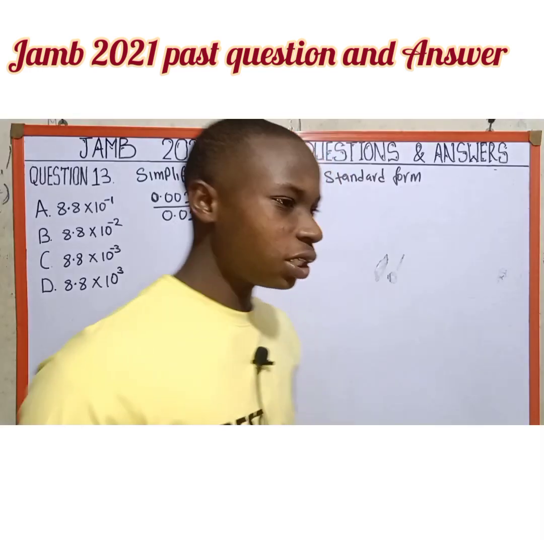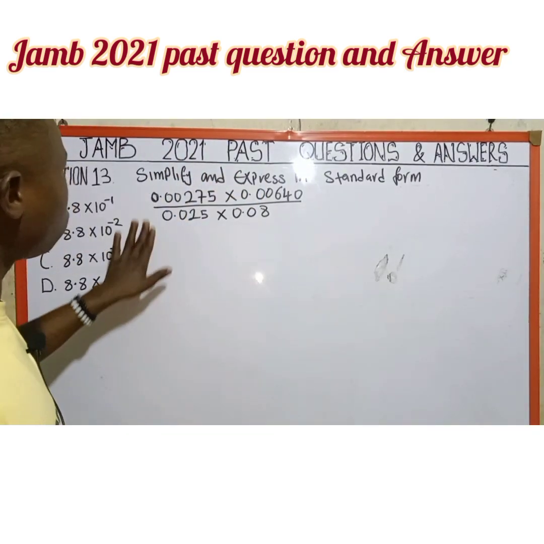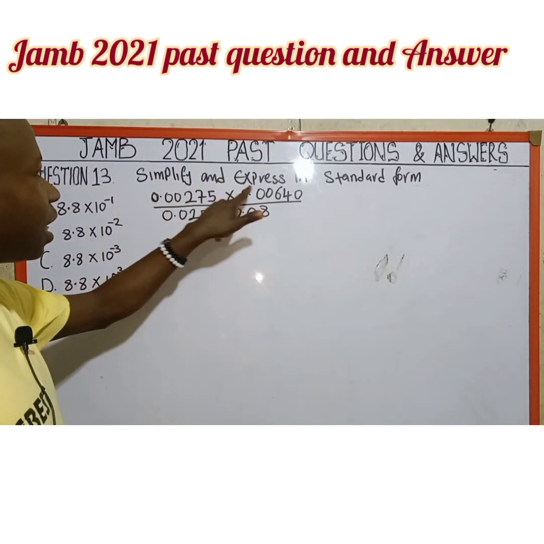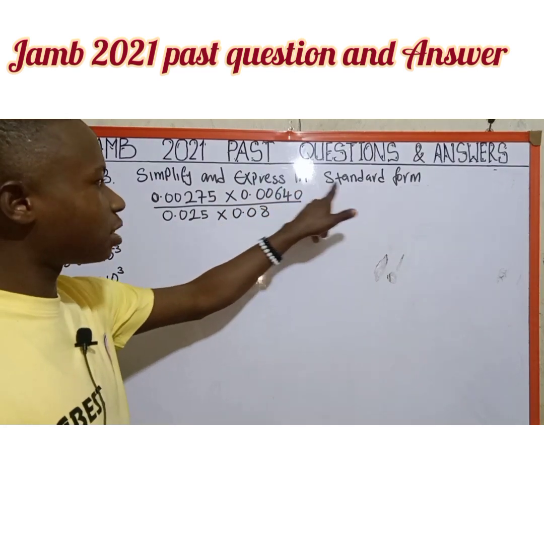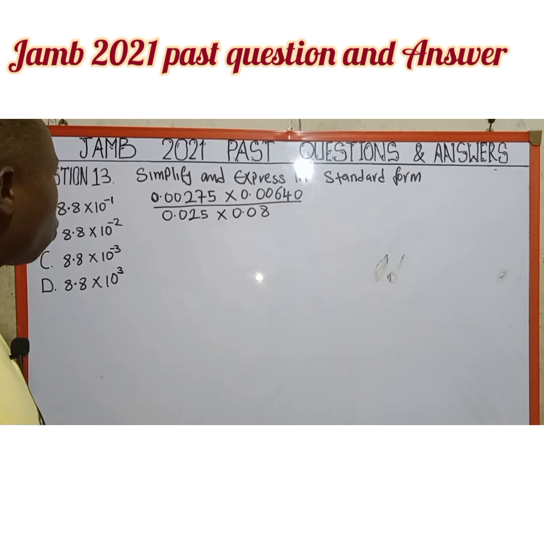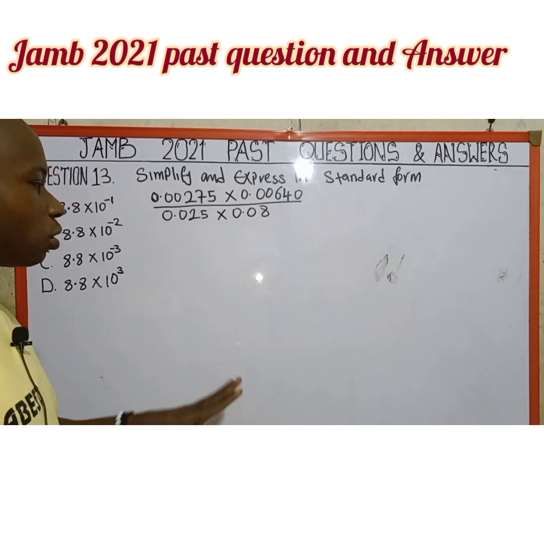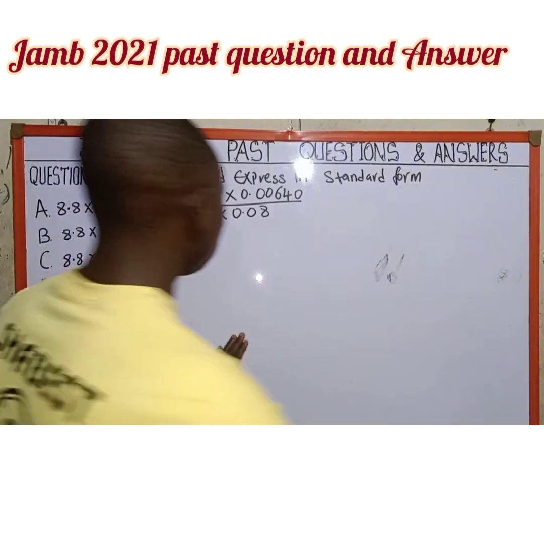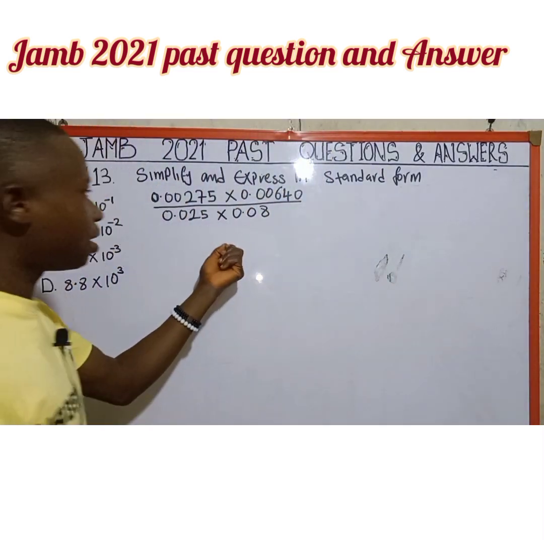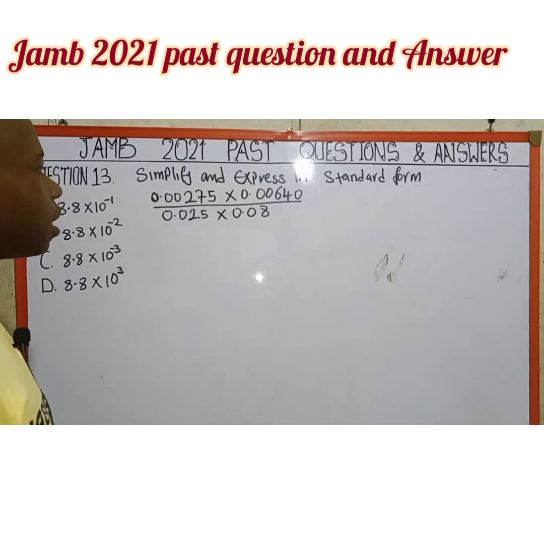Thanks for watching. So this is question number 13, JAMB 2021. The question reads, simplify and express in standard form. So this is our expression. What you need to do here, remember in JAMB, calculator is allowed. It's on the desktop, okay? So what you need to do here is just to multiply them, then divide your answer by the answer of the denominator, then we express it in standard form.